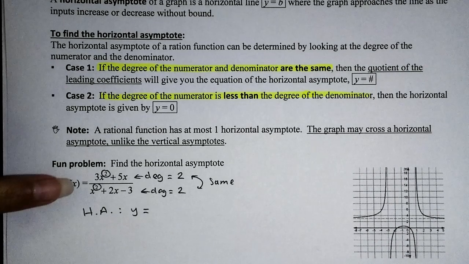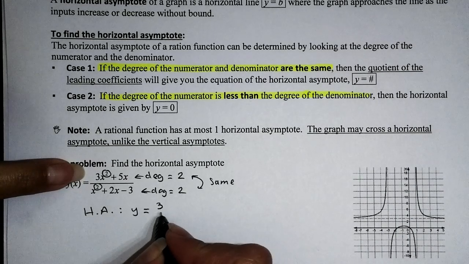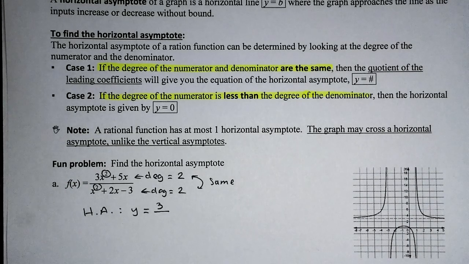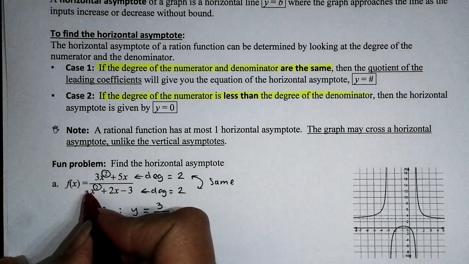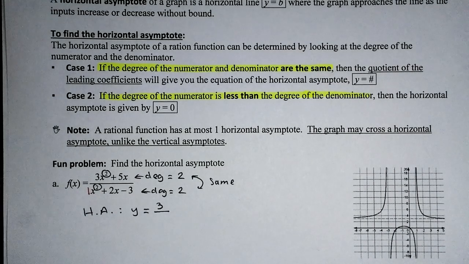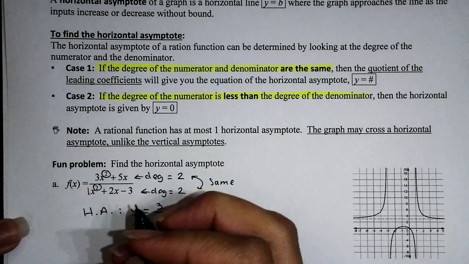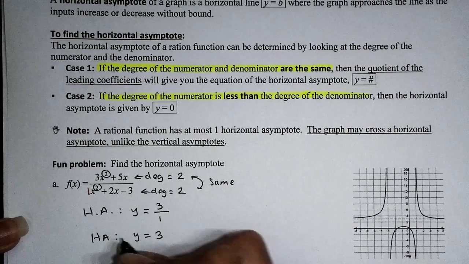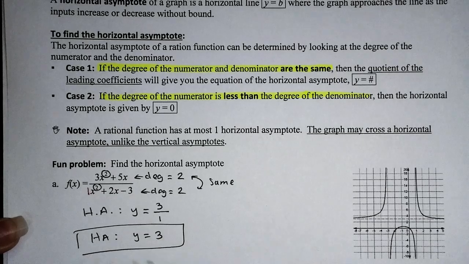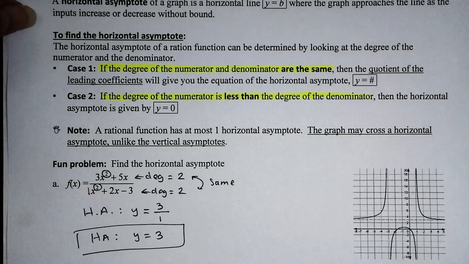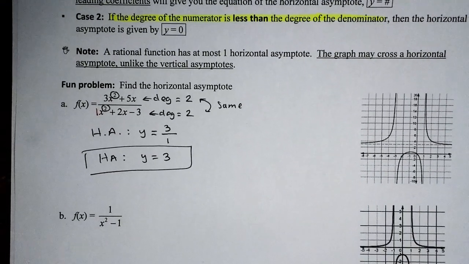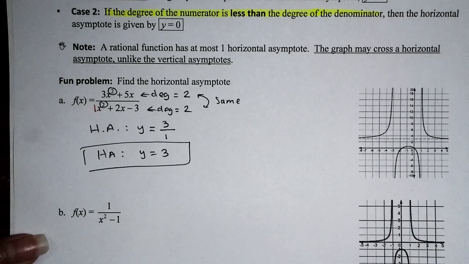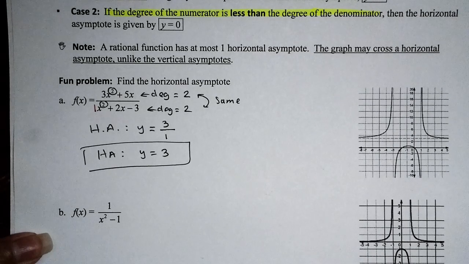The leading coefficient of the numerator is 3. The leading coefficient of the denominator is 1, and last time I checked, the quotient of 3 and 1 is 3. So the moral of this story is that the horizontal asymptote is given by y equals 3. Let's go ahead and look at our second problem. We are asked to find the horizontal asymptote.